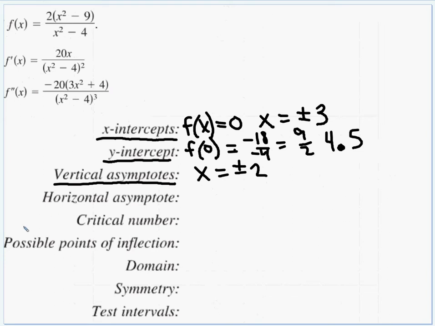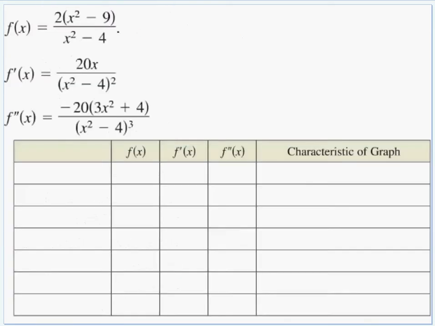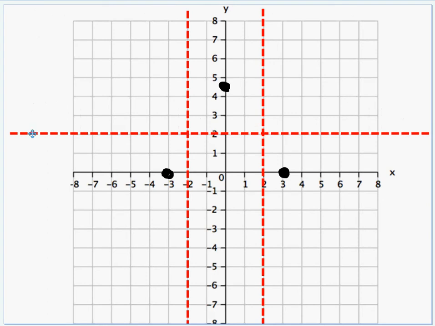Horizontal asymptote. Remember, that's the power struggle between the numerator and the denominator. If we distribute the 2, we're going to have a 2x squared. Our denominator is x squared. So if it's a tie, remember we use the leading coefficient fraction. So that's y equals 2, our horizontal asymptote. So the graph is really coming together.